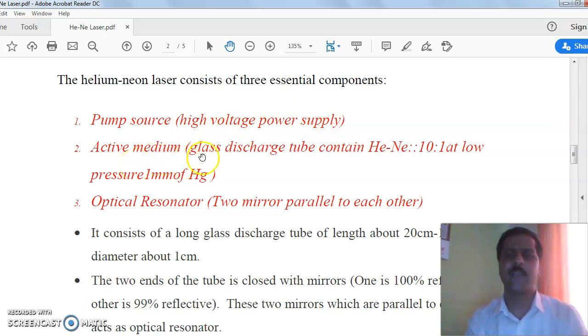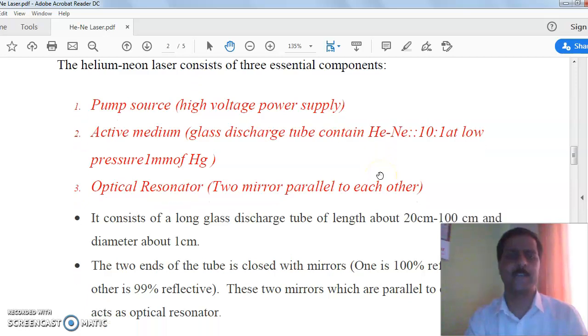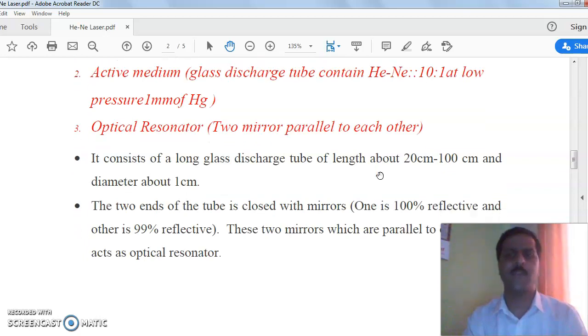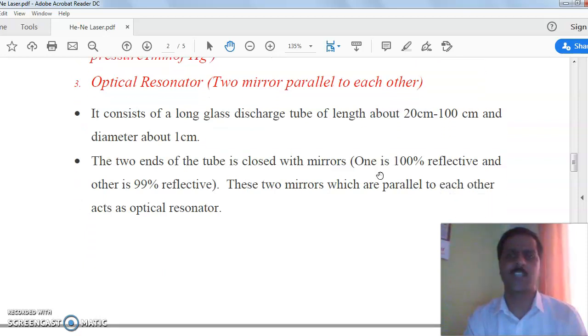Second is the active medium. Helium and neon in the proportion 10:1 at a low pressure of 1 mm of mercury is used. In that active medium, the proportion of neon is small, so neon is the active center responsible for the laser transition. Third is the optical resonator. Whenever we have 2 mirrors and arrange them parallel, they act as an optical resonator.